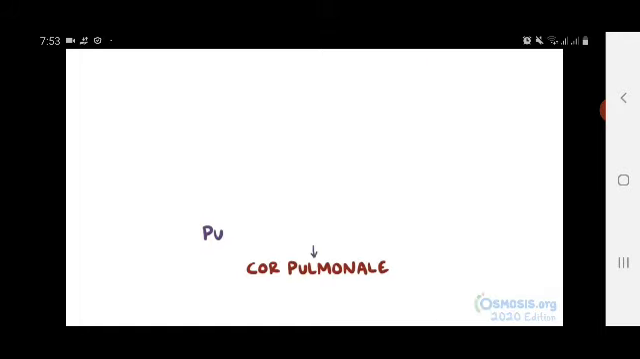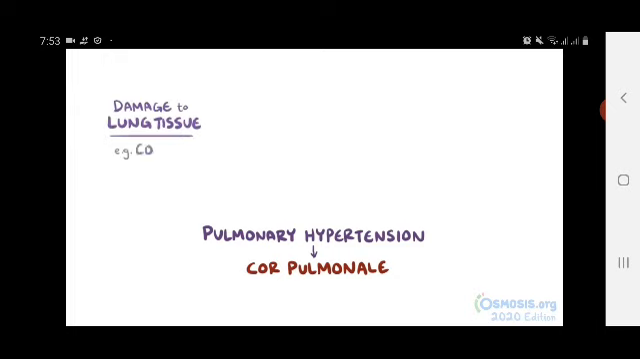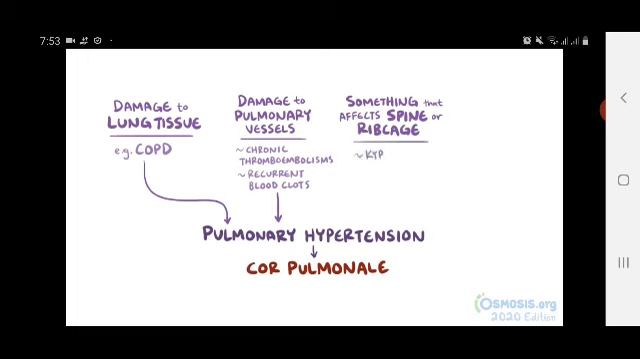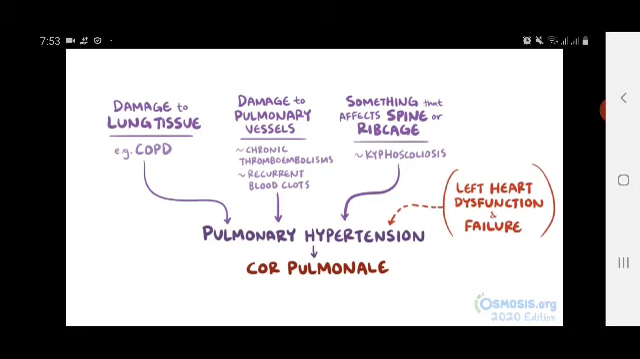Cor pulmonale results from pulmonary hypertension, which typically comes from one of three categories of diseases: something that damages the lung tissue, like chronic obstructive pulmonary disease; something that damages the pulmonary vessels themselves, like chronic thromboembolisms or recurrent blood clots; or something that affects the spine or rib cage, like kyphoscoliosis, where the spine is curved and the lungs can't fully expand. An important distinction is left heart dysfunction or failure, which can result in pulmonary hypertension, but wouldn't be considered cor pulmonale, because the initial problem is with the heart itself, not the lungs.